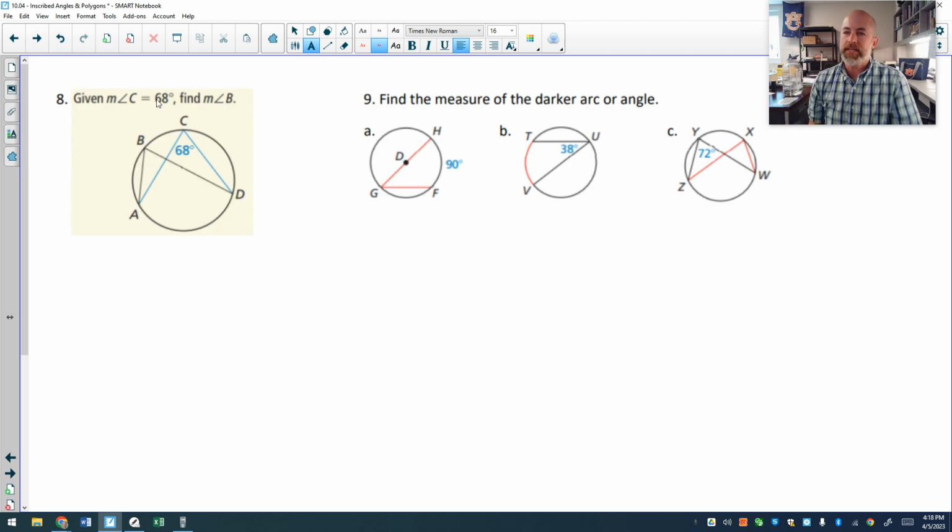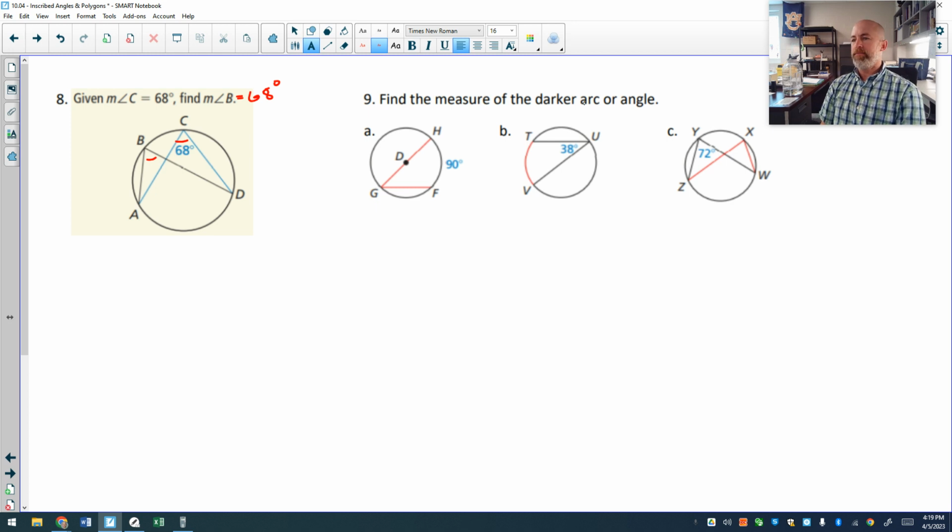If angle C is 68 degrees, what is angle B? This is a quick one because angles C and B both open up and intercept the same arc, AD. Therefore, they are congruent, and angle B would be 68 degrees. Not a whole lot to that one.